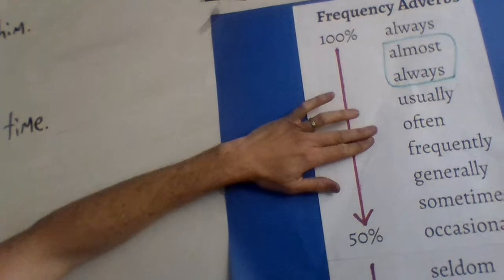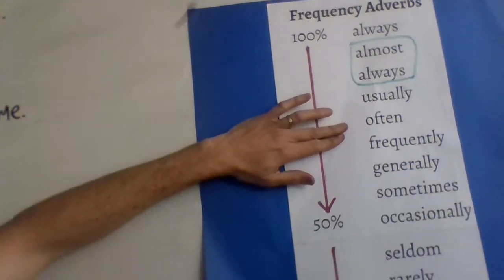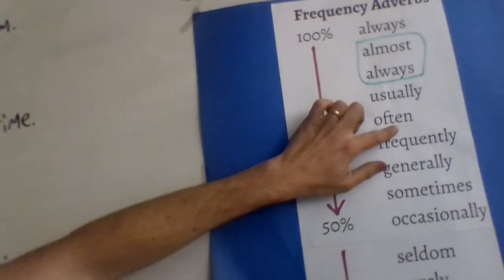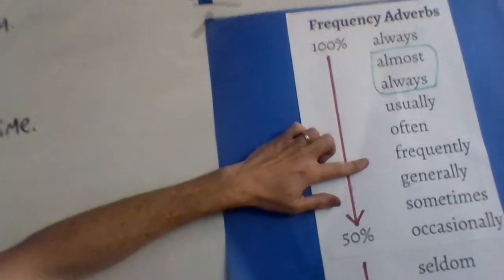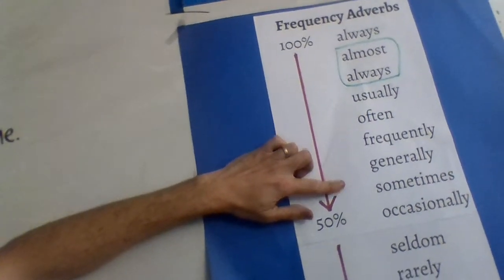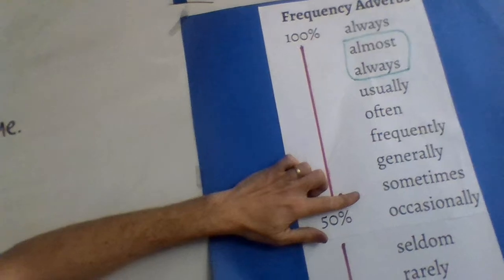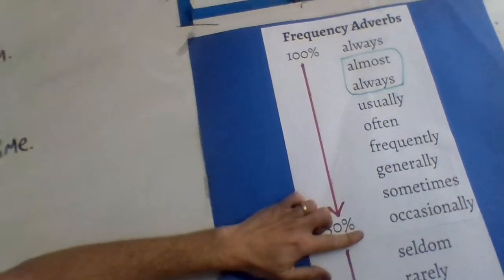Often, in the US, we say often. In British English, Australian English, it would be often. We don't say the T here in the US. Frequently, generally, okay? Maybe yes, maybe no, sometimes, occasionally. Now we're getting into the negative territory.